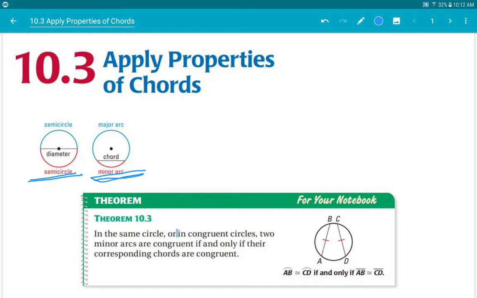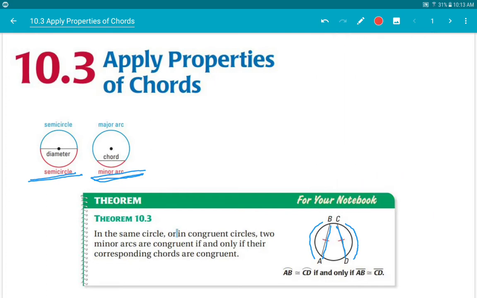Okay, so here's our first theorem. It says in the same circle or in congruent circles, two minor arcs are congruent if and only if the corresponding chords are also congruent. If you look at the image, we have segment AB is congruent to segment CD. Because those two chords are congruent and they're in the same circle, arc AB is going to be congruent to arc CD.